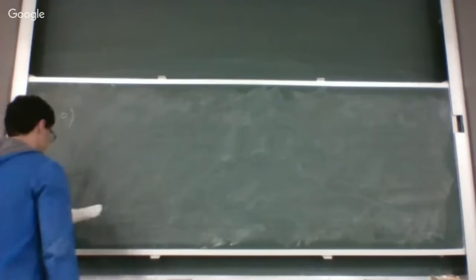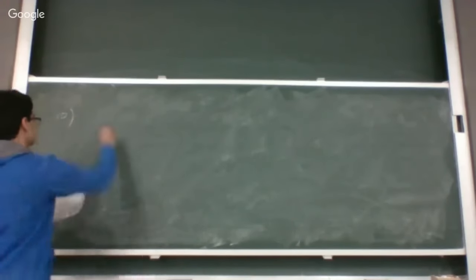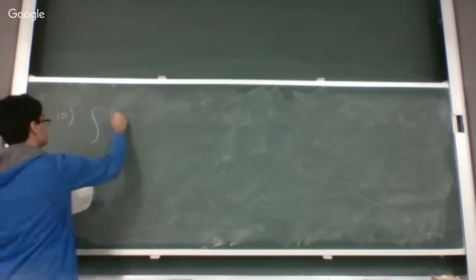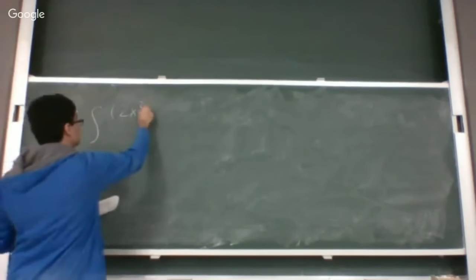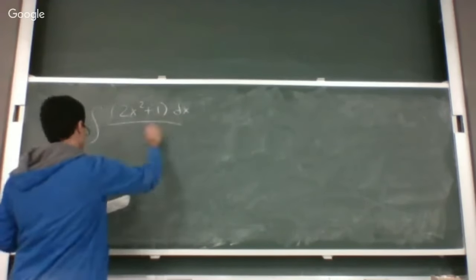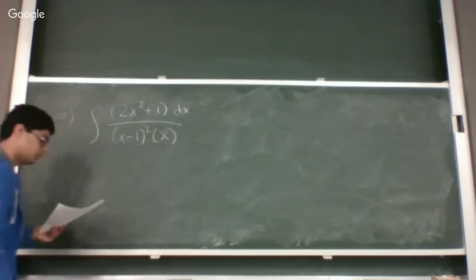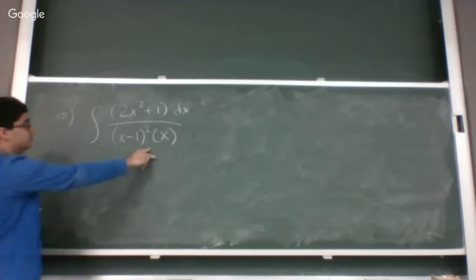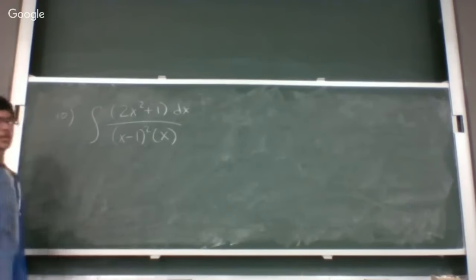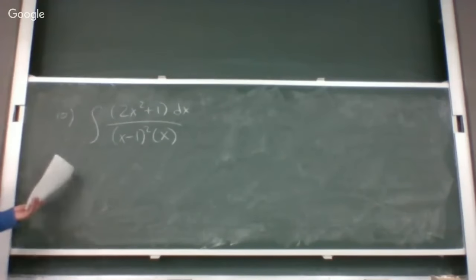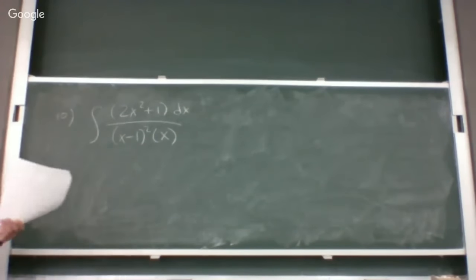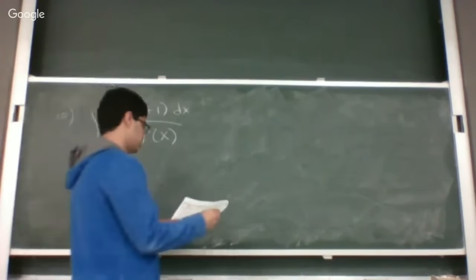So moving on to partial fractions. The first one is the integral of 2x squared plus 1 dx divided by x minus 1 squared times x. What's the first thing that you should always check? Here in the denominator we'll have something of x cubed power, and in the numerator we have x squared, so we don't need to divide. Okay? That's the first thing you should always check.